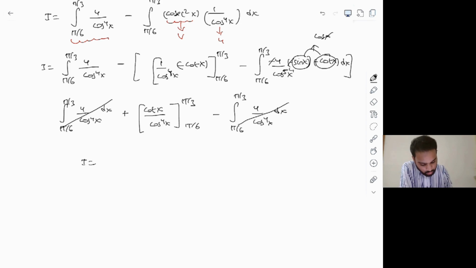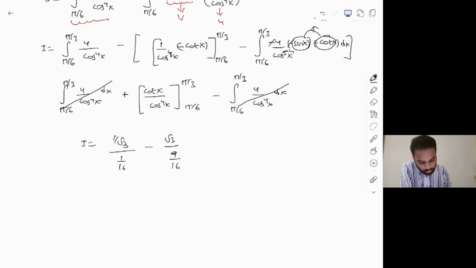This is cot 60, right? Cot 60 is 1 by root 3 and whole divided by cos 60, which is 1 by 2. So 1 by 2 whole power 4 will be 1 by 16, minus of cot 30, which is root 3, divided by cos 30, which is root 3 by 2, whole to the power of 4, which is 9 by 16, and then you can solve the remaining part by yourself. Okay, so which will give you what? 16 divided by root 3 minus of, what is this one? This is 16 into root 3 divided by 9. So this is your value of I.